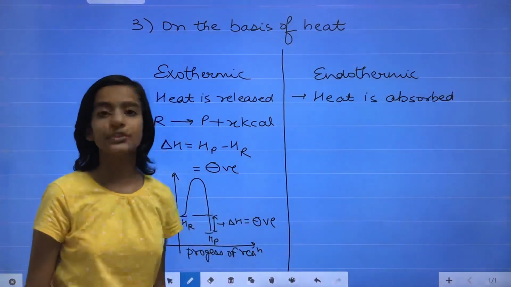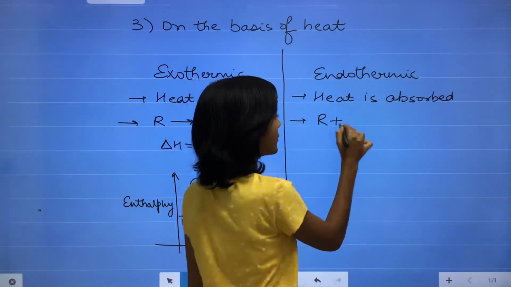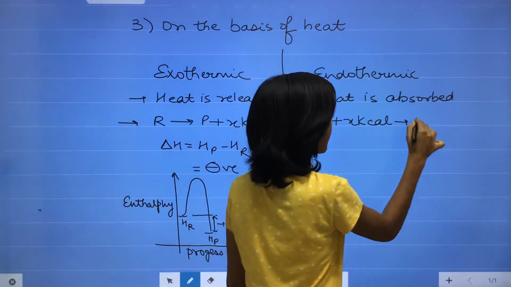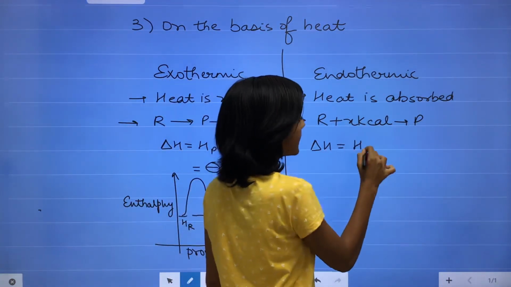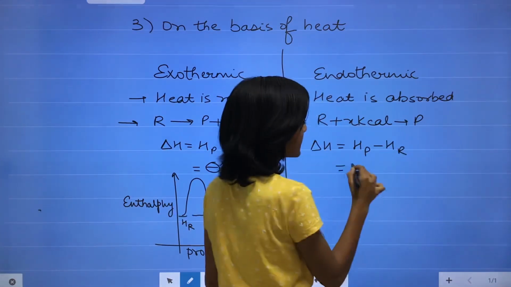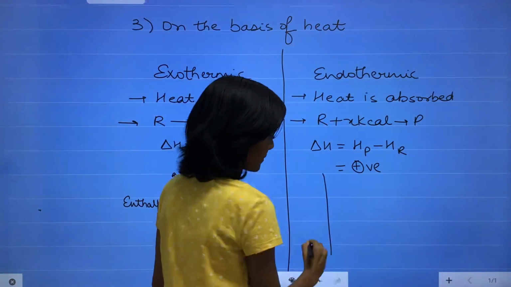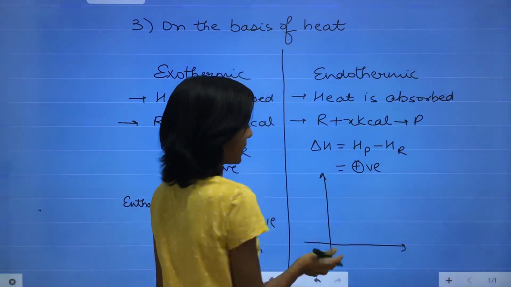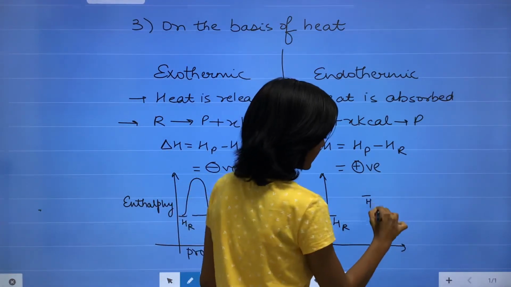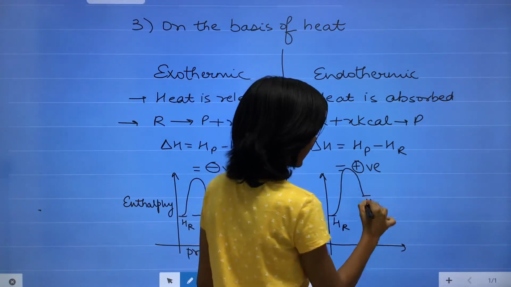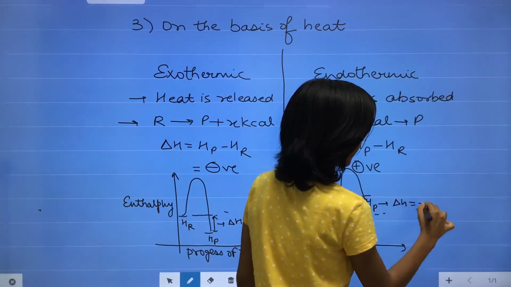And in an endothermic reaction the heat is absorbed. So the reactant absorbs some energy, which is x kilocalorie, and this forms product. We can represent this by the change in enthalpy, delta H, which is equal to the enthalpy of product minus the enthalpy of reactant, which is positive. And we can represent this by a graph also. This is the progress of reaction and enthalpy. Suppose the enthalpy of reactant is this and the enthalpy of product is this. So this gap is delta H, which is positive.